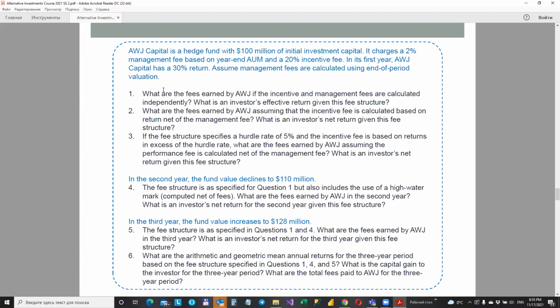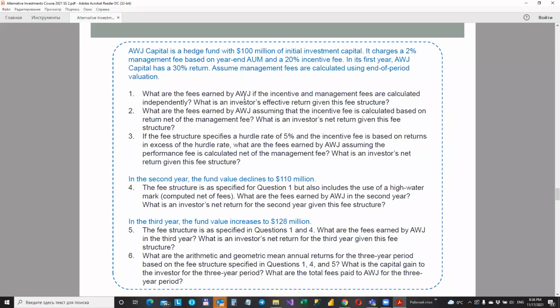So we have AWJ Capital, a hedge fund with 100 million in initial investment capital, which charges a 2% management fee based on year-end assets under management, and a 20% incentive fee. Please notice these key words here: year-end. In the first year, AWJ Capital has a 30% return. Assume management fees are calculated using end-of-period valuation. So you see that we calculate our management fee not on the initial 100, but on the end-of-period value of the hedge fund.